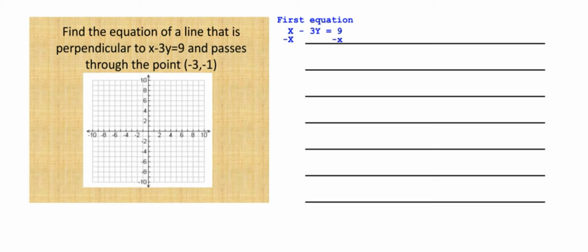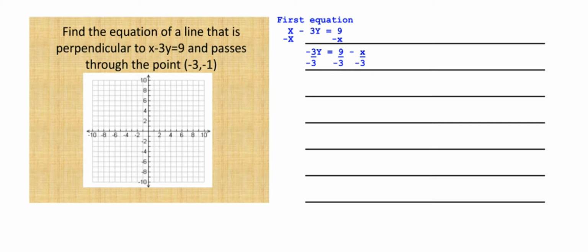Well, let's get rid of the x. We want to solve for y, that way it's in the form of y equals mx plus b. So that means we have to subtract, since it's currently a positive x, we subtract the x on both sides. Note, we can't combine the x with the 9, so it becomes -3y equals 9 minus x.